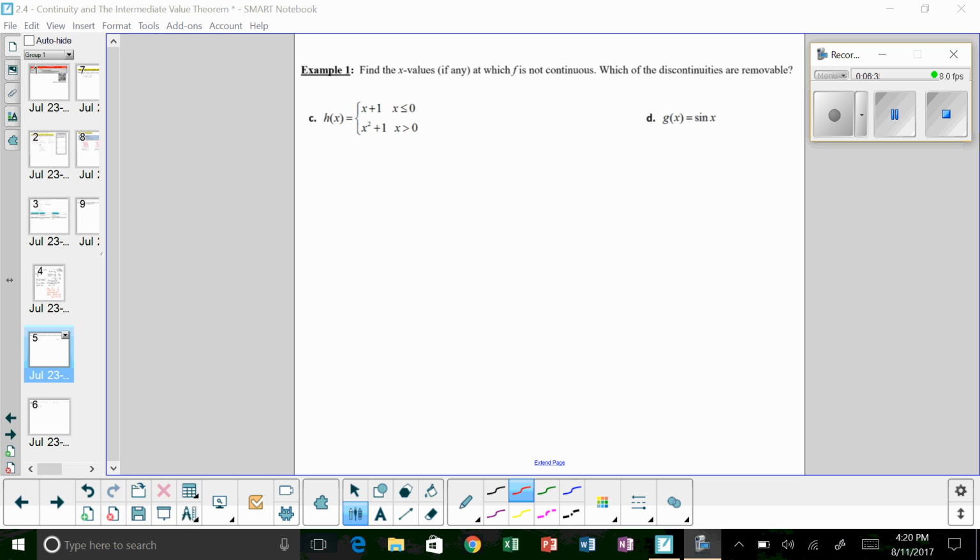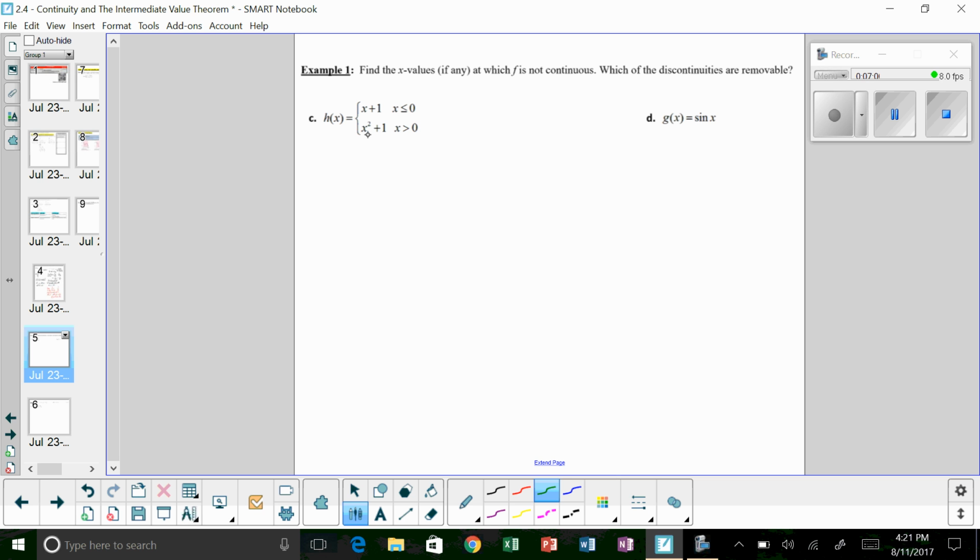Let's move on to our next example. In this example, part C, example 1, part C, we have h of x, which is a piecewise function. I want you to notice that each piece of this piecewise function is continuous. y equals x plus 1 is a linear function and therefore has no domain restrictions and no points where you might have a jump or a break.